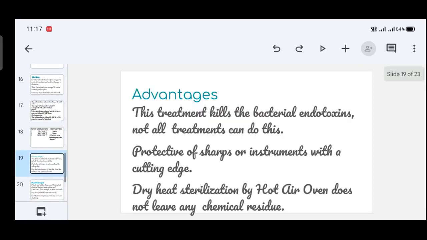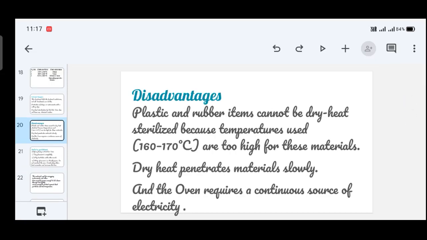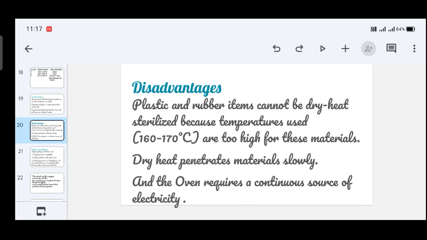Advantages: this treatment kills bacterial endotoxin. Not all treatments can do this. Protection of shafts or instruments with cutting edges can be done. Dry heat sterilization by hot air oven does not leave any chemical residue. Plastic and rubber may melt due to high heat, so it is one of the main disadvantages of dry heat sterilization. Dry heat penetrates material slowly and the oven requires a continuous source of electricity.